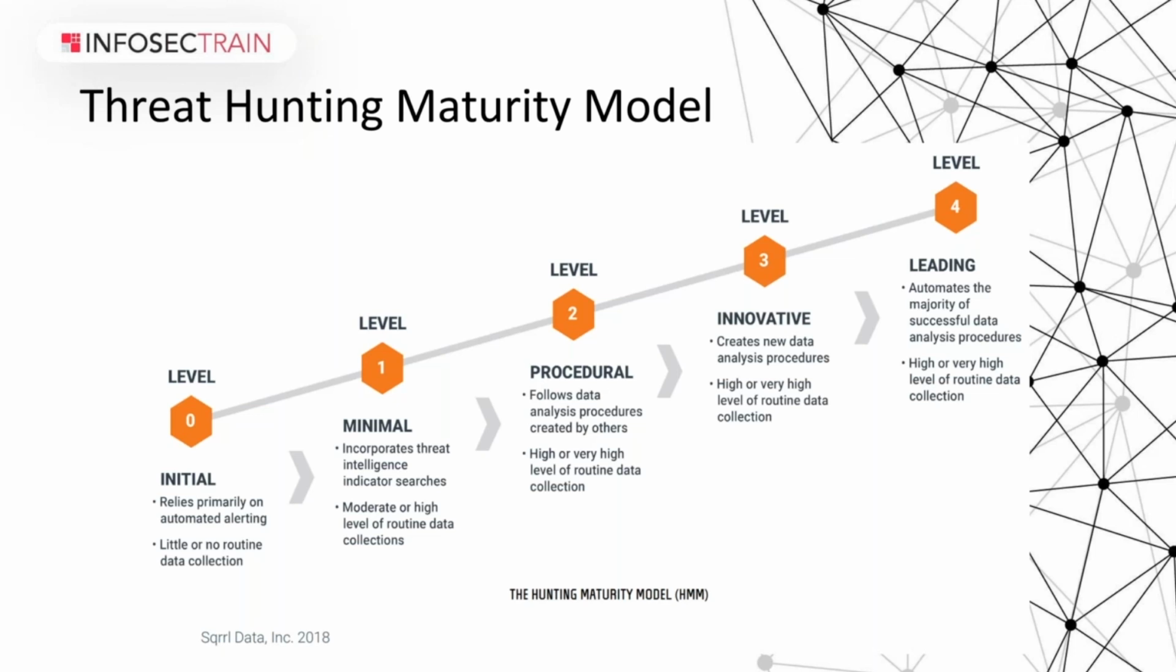In level two, what happens is if you are hunting down threats, for example, let's say you just go and Google how to hunt for lateral movement, and somebody has written a procedure. If you pick that procedure and follow it in order to hunt the threat, then you fall under this procedural level of threat hunting, which is level two.